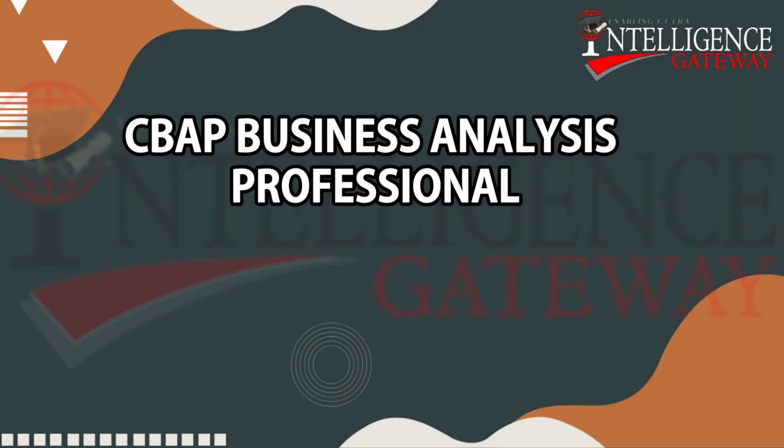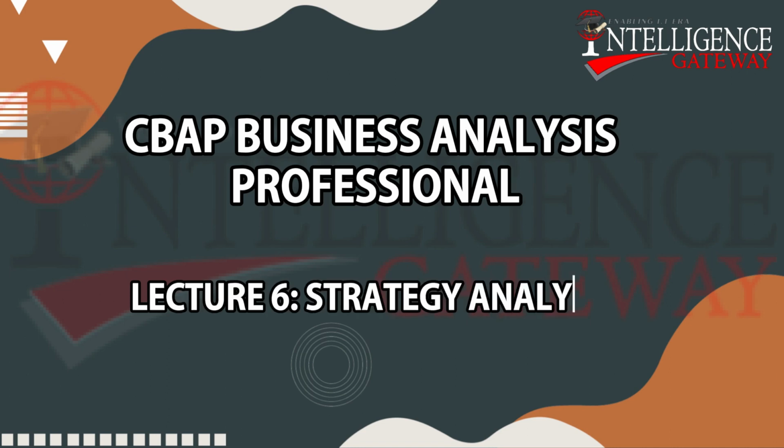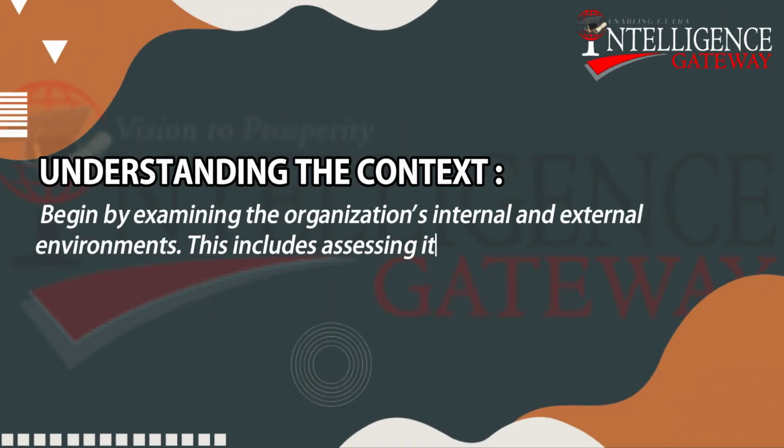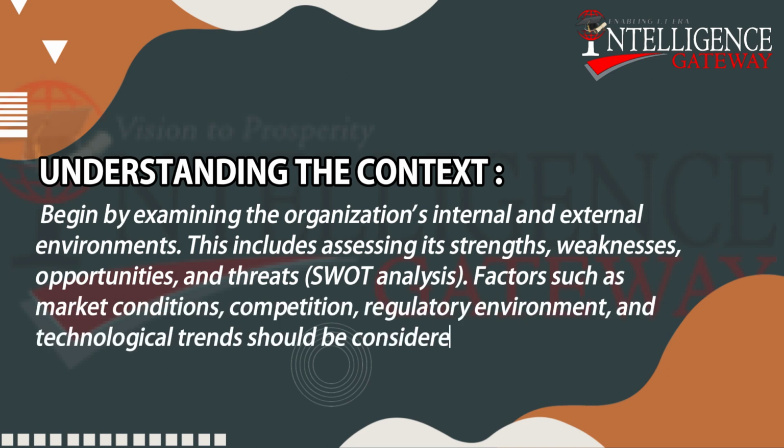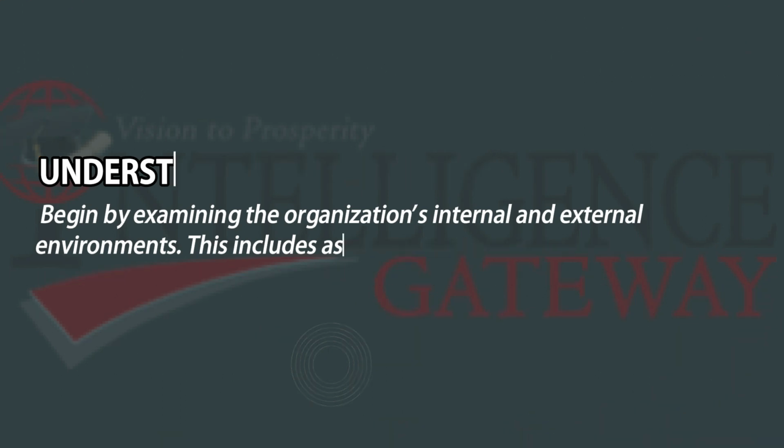CBAP Business Analysis Professional. Lecture 6, Strategy Analysis. Understanding the context. Begin by examining the organization's internal and external environments. This includes assessing its strengths, weaknesses, opportunities, and threats, SWOT analysis. Factors such as market conditions, competition, regulatory environment, and technological trends should be considered.